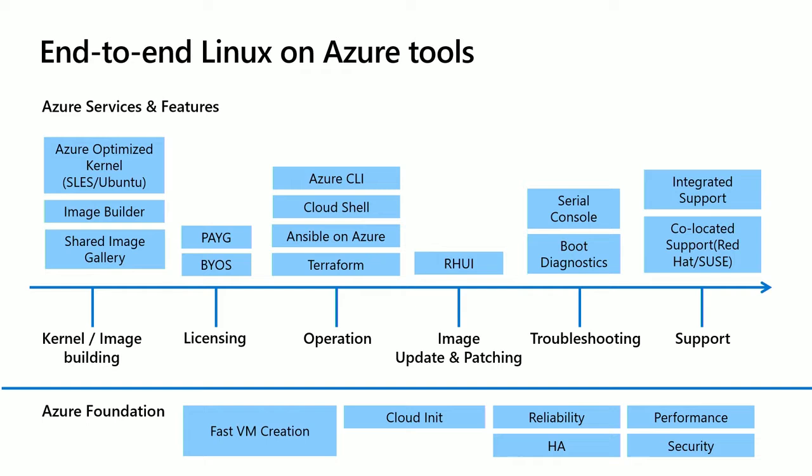So we either provide the Azure tuned kernels, something that we know will run well or tuned for Azure, so that you can get the image out of the box and it will run faster than your typical home-built image that you might be using on premises. Using tools like Image Builder or Shared Image Gallery will help you build an image and share the image and use it across multiple environments.